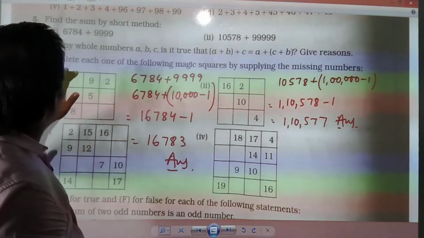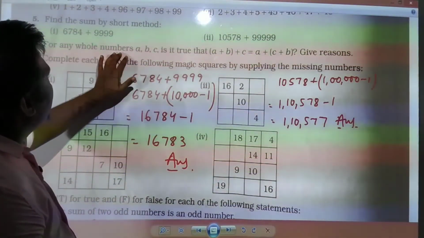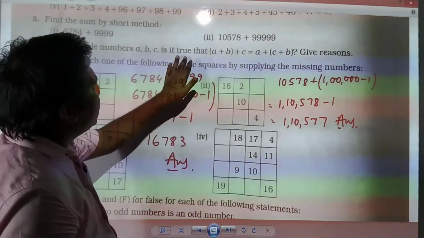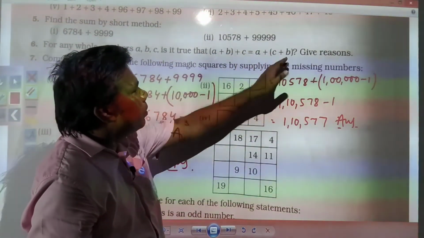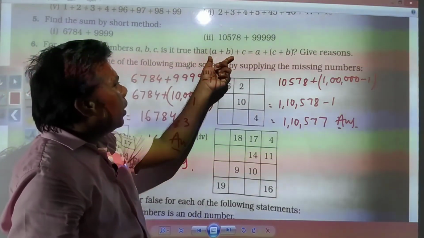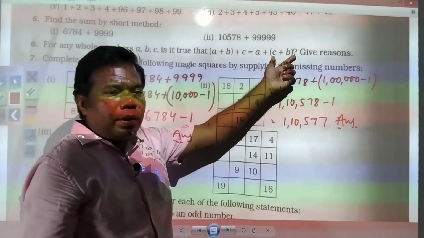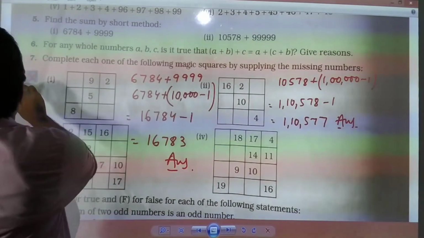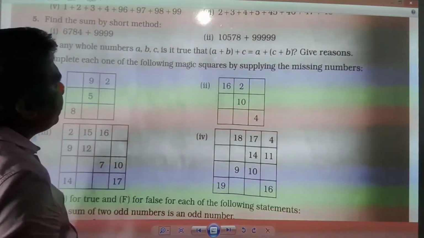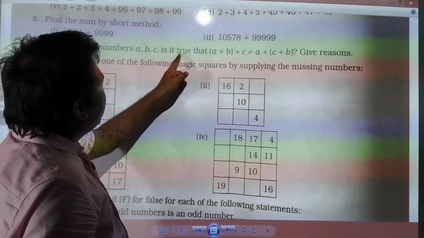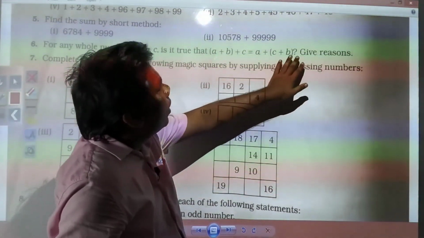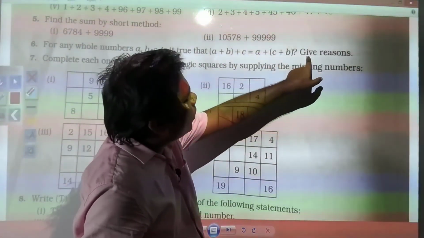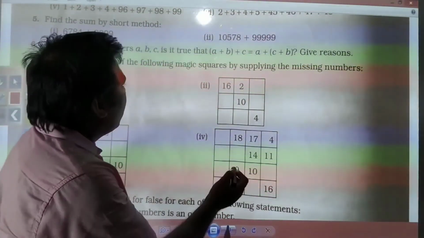Question number 6, you see, for any whole numbers a, b, c, is it true that a plus b plus c is equal to a plus c plus b? A plus b here you have in whole, and here you have c plus b. So you can write in this way. Is it true that this is this will be? So you need to give reason. So how will you solve this question?